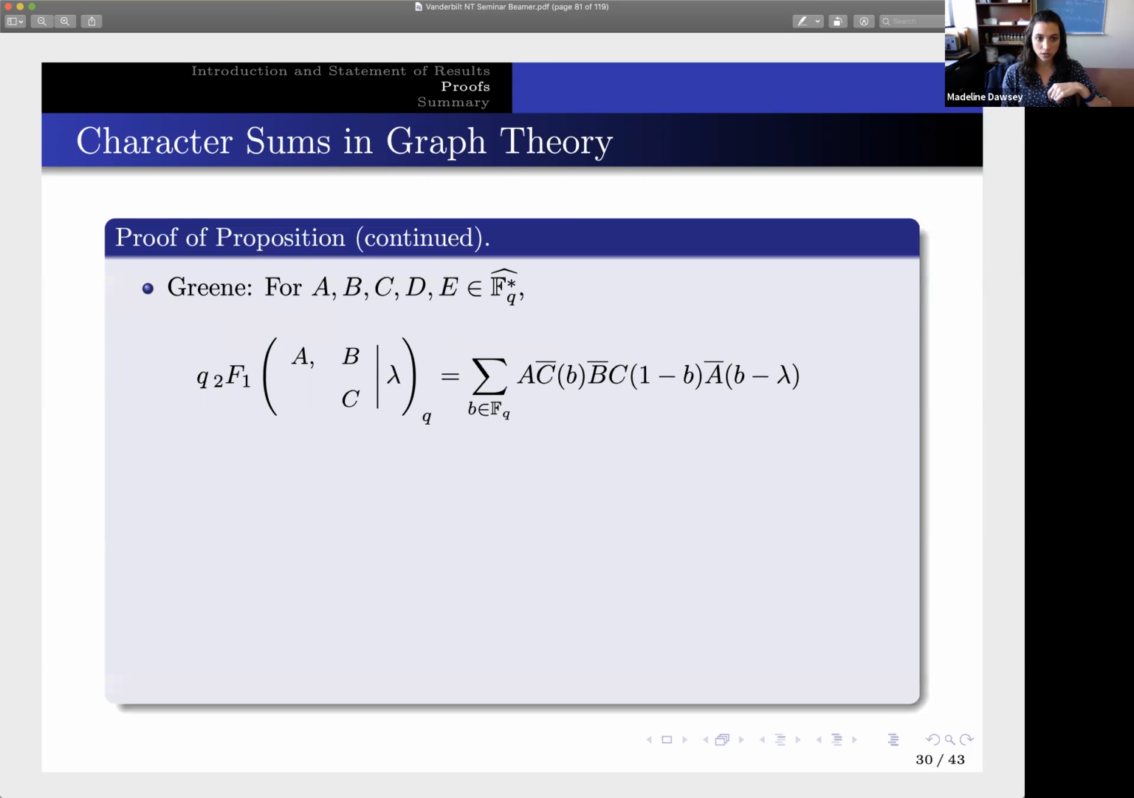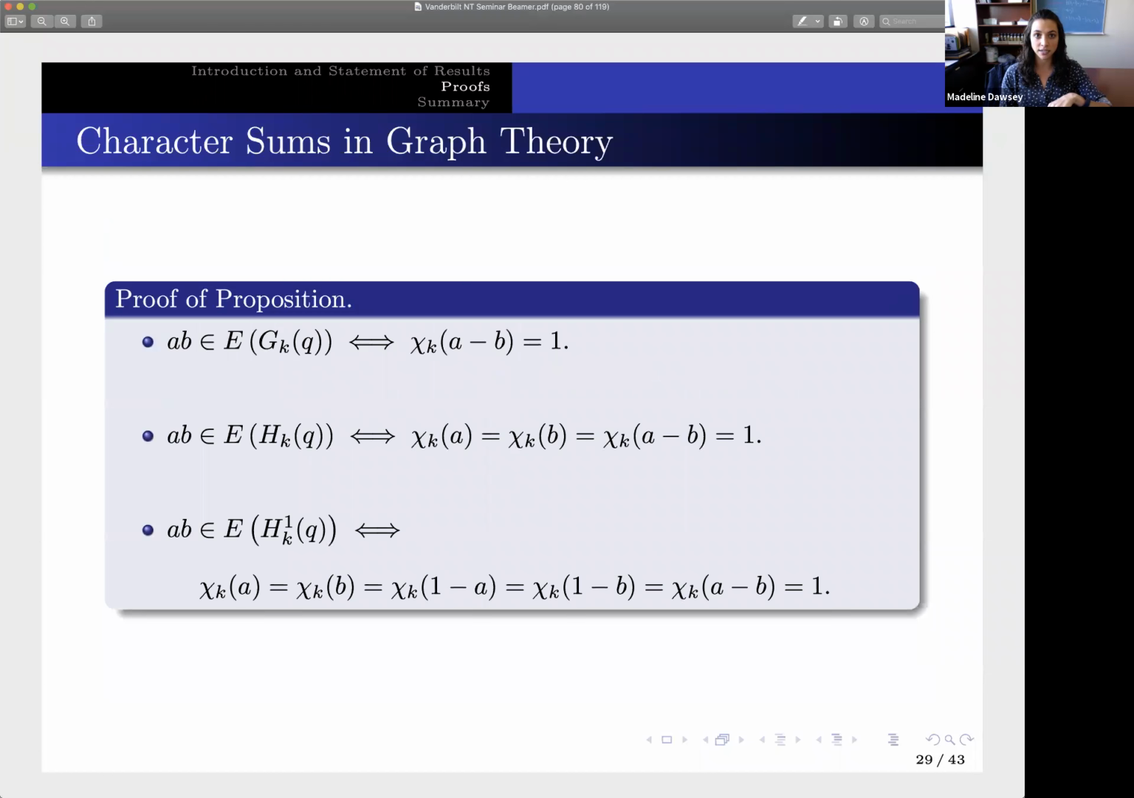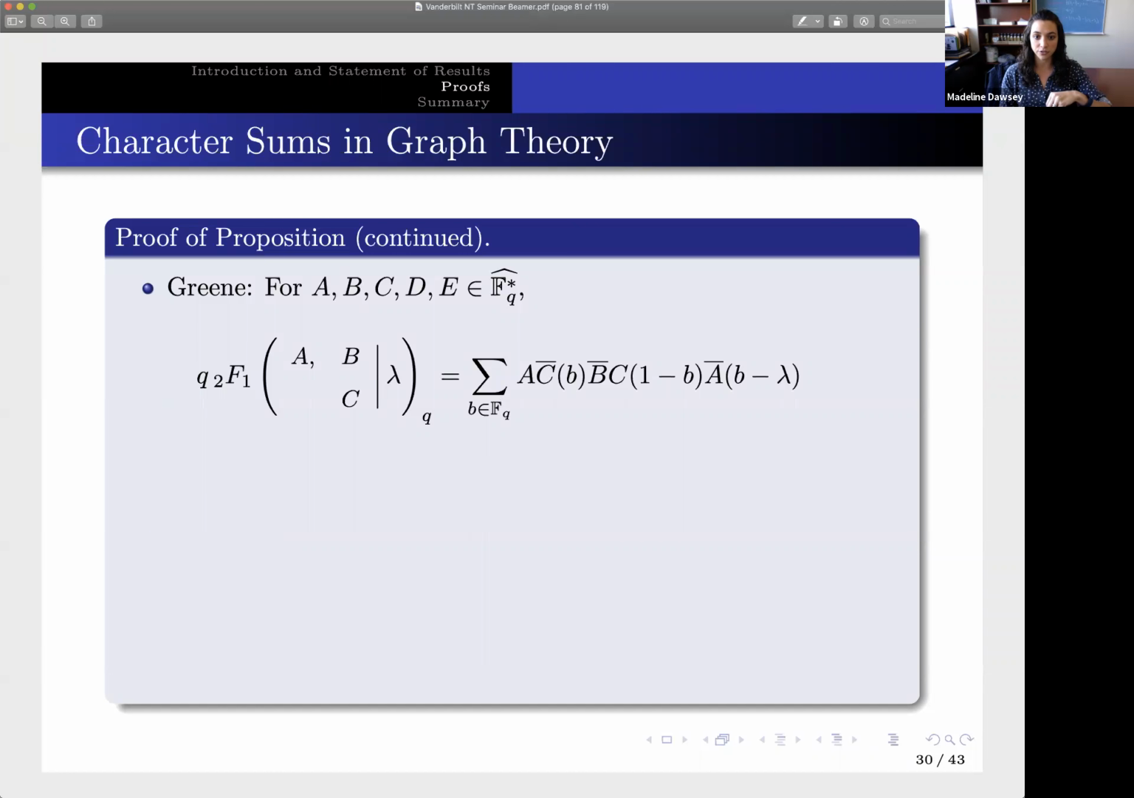Okay, so now I'm going to show a few more formulas of Greene. Greene proved 2 really nice formulas. One for 2f1, where he was able to show that you can write q times 2f1 of a, b, c, lambda as a sum over elements of the finite field of this. So you have some of the characters applied to b, and some other ones applied to 1 minus b, and some other ones applied to b minus lambda. This kind of looks like what we had in the previous slide, right? So if you choose the lambda correctly, this will be really useful.